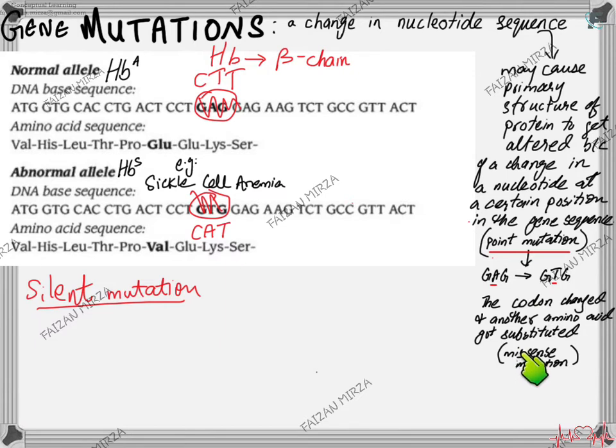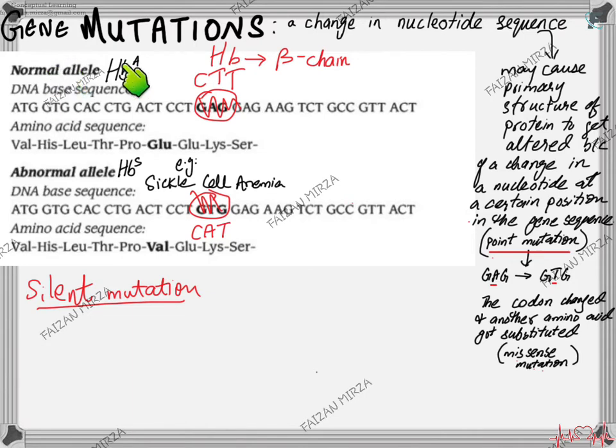Missense mutation occurs when the codon changes the amino acid as well. That's missense mutation. And silent mutation is when the codon has changed but the amino acid stays the same, since some amino acids have synonyms in that dictionary. In that case that's silent mutation.